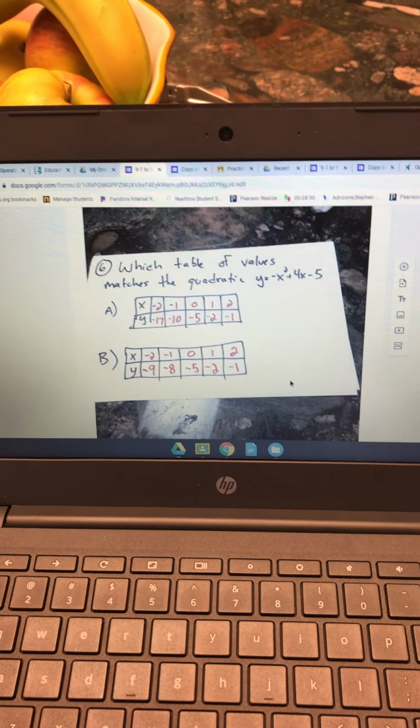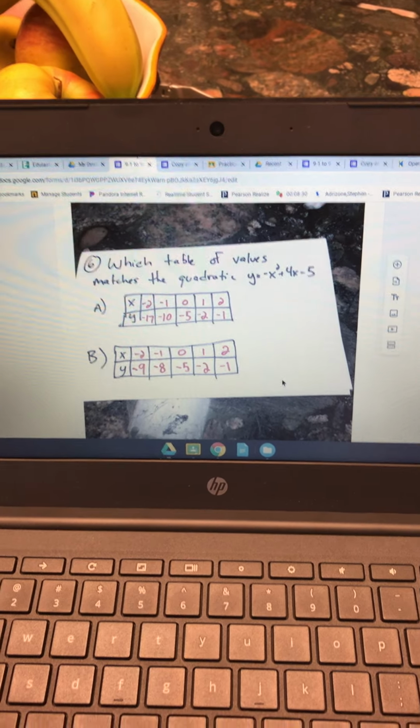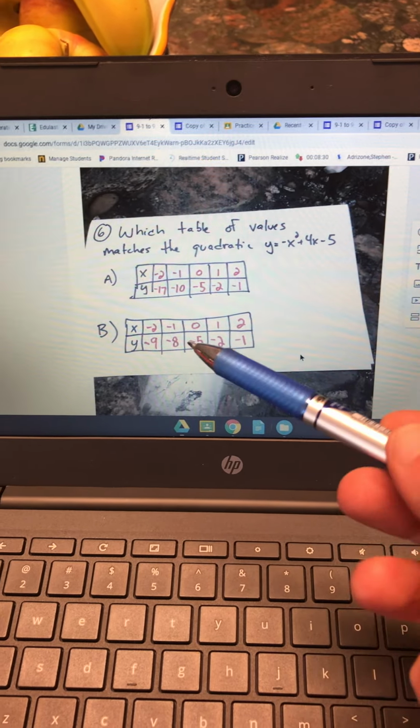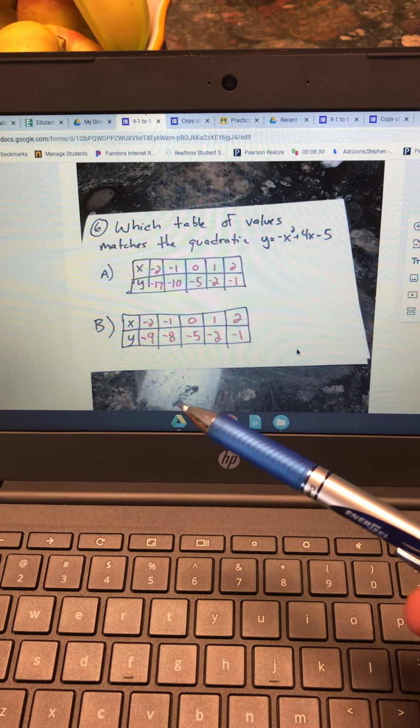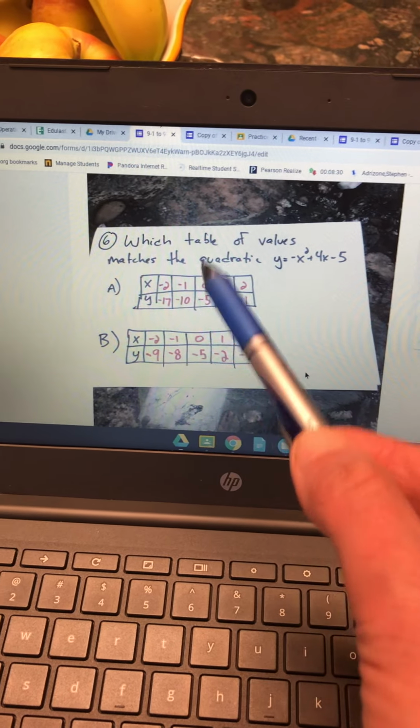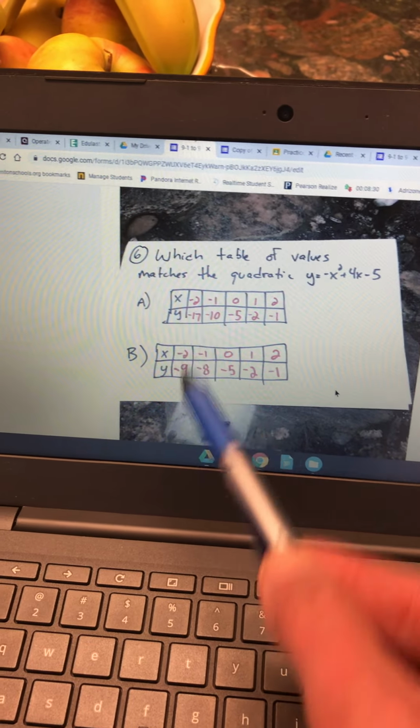All right, which of the table of values matches the quadratics? You just got to plug in and see which one works. Just be careful when you plug in a negative value. I'm trying to go from memory. So since these guys are the same, here, here, and here, I'm not going to check those. I just got to check one of these ordered pairs to see which one it is.